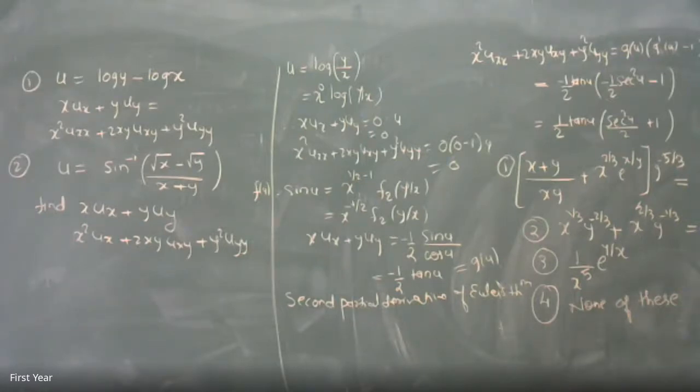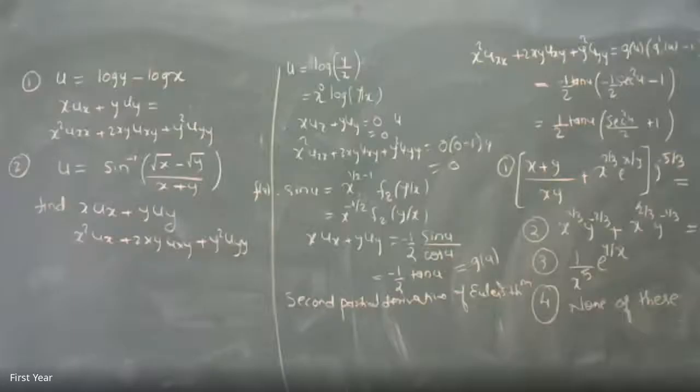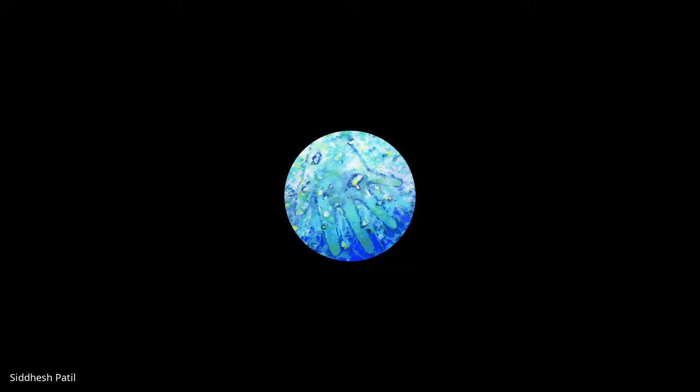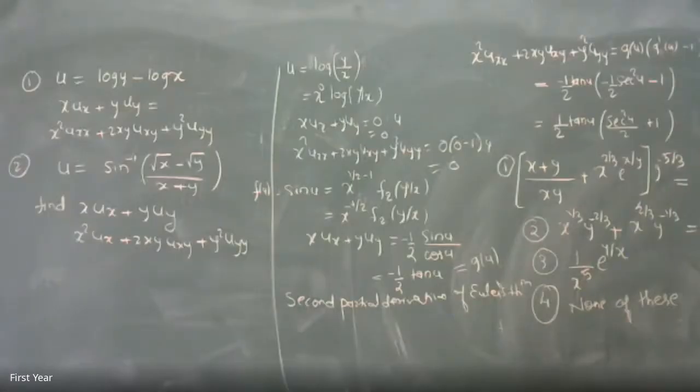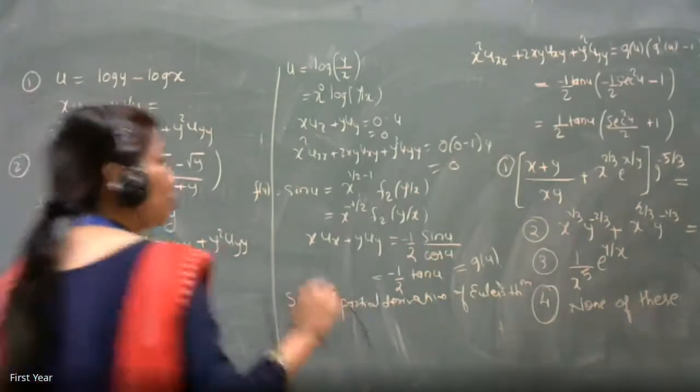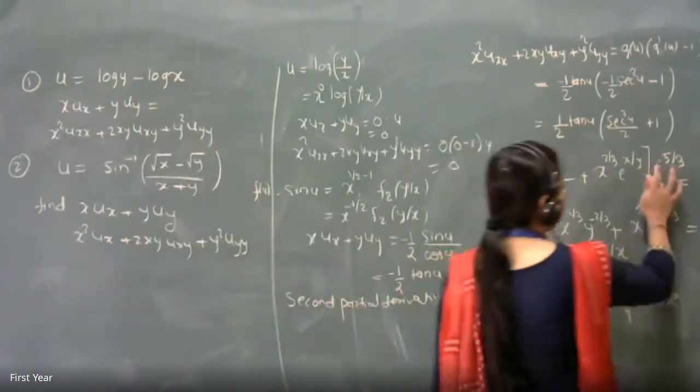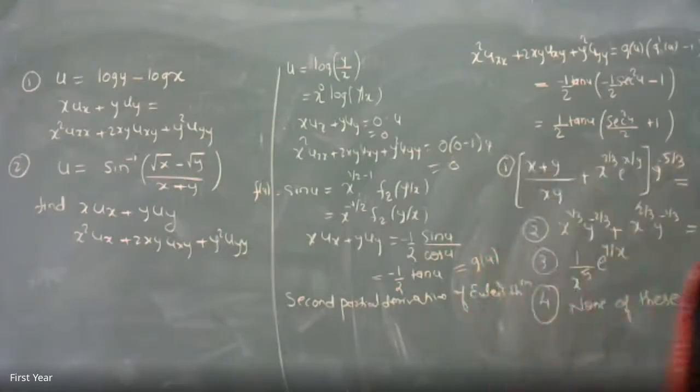Which among these four is a homogeneous function? Second. Okay. Everyone? Is the answer second? Yes. Please once again check it properly. What's the degree? Why is the first one not homogeneous? Let's start in that way. The first one is not homogeneous because... why is the first one not homogeneous?